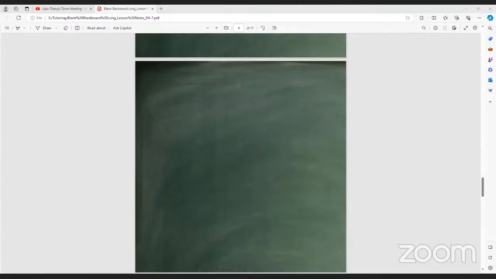Okay, for the first one, let me see. For exercise 2.1, I have checked this part, it's correct, no problem. And this part is also correct. And for this part, do you have any questions?